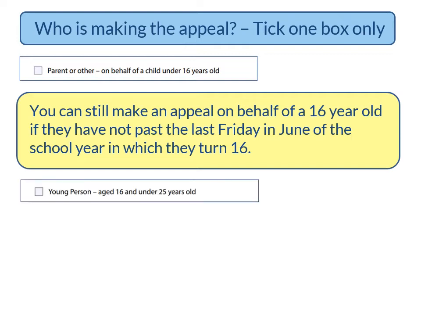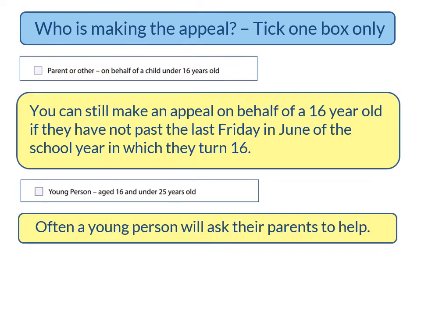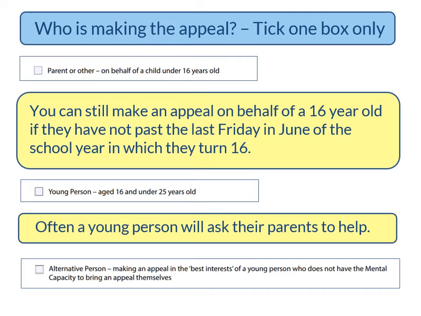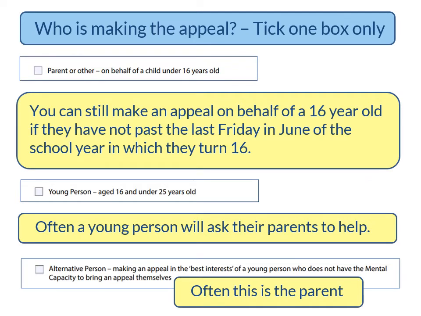Or tick if you are a young person making the appeal between the ages of 16 and 25 years, and often a young person will ask for their parents' help and support with their appeal. Or tick the third box if you are an alternative person making the appeal on behalf of a young person who does not have the mental capacity to make the appeal themselves. Often this will be the parent.